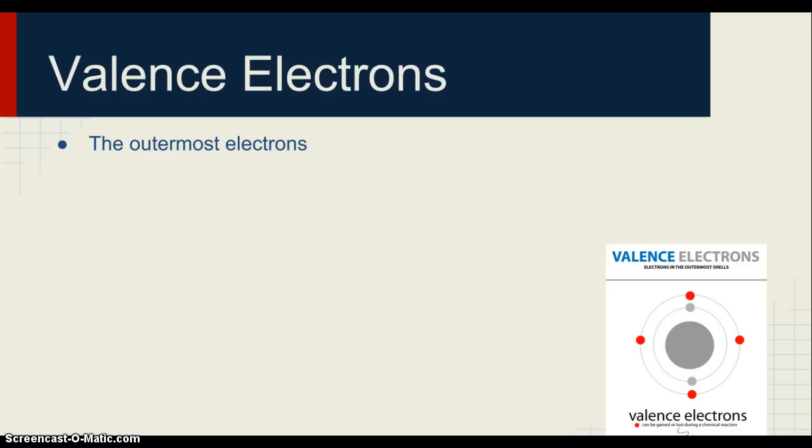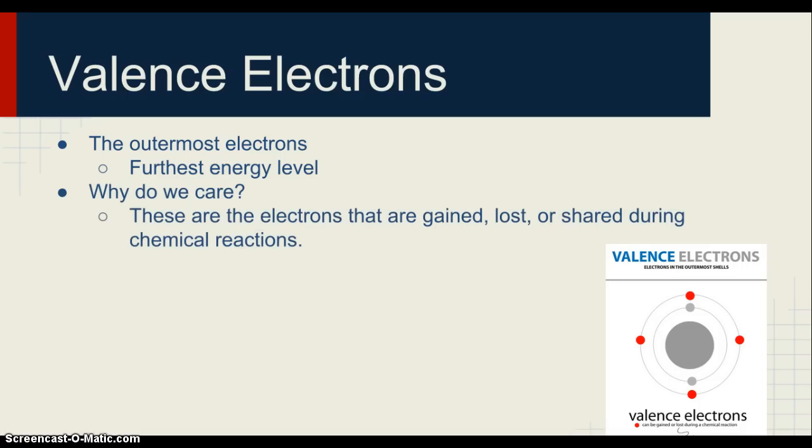So, that atom we see has a total of 6 electrons, which makes it carbon. Only the 4 outer ones are going to matter for reactivity. They're going to be the furthest energy level out. We care because these are the electrons that are gained, lost, or shared during chemical reactions. So we can look at the valence electrons by looking just at the electron configuration that we write out.